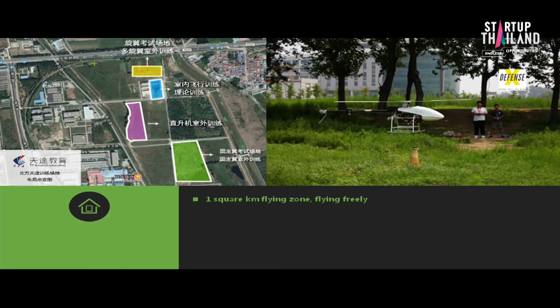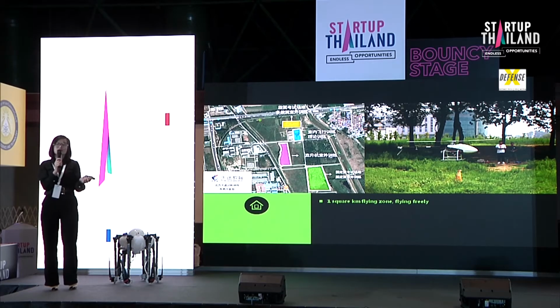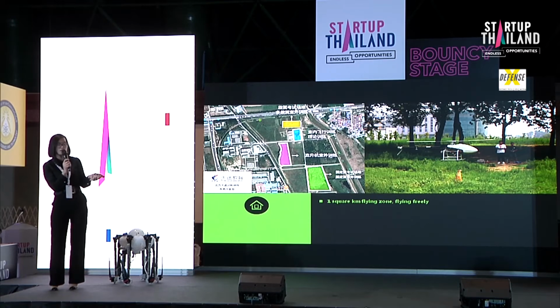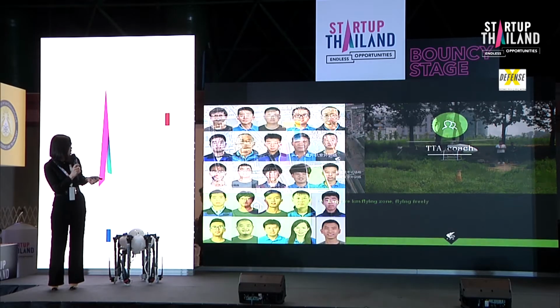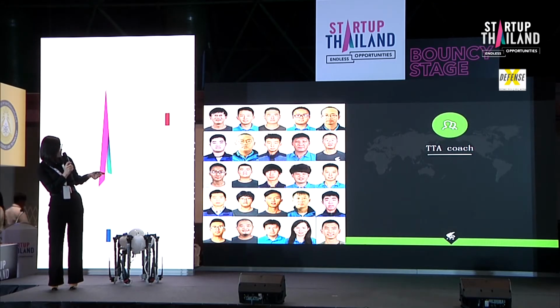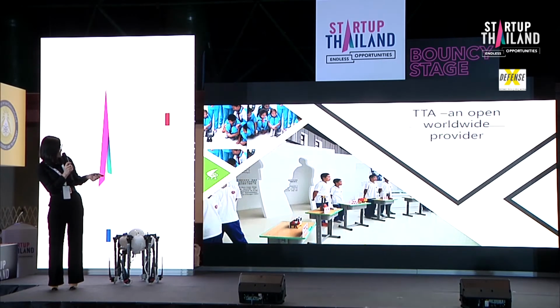Here in Beijing, TTA is located at the 6th ring of Beijing, because in China we have our own drone laws and regulations. Within the 5th ring of Beijing, no drones may fly. That's why we have a 1 kilometer flying zone for TTA outside of Beijing. Here are the latest of our coaches at TTA.